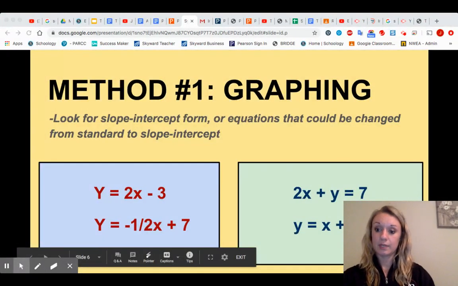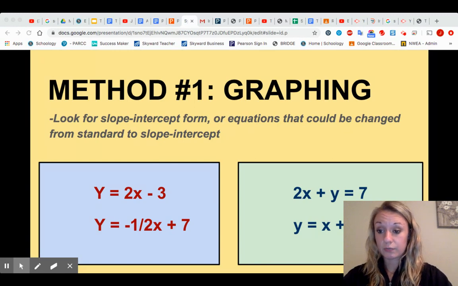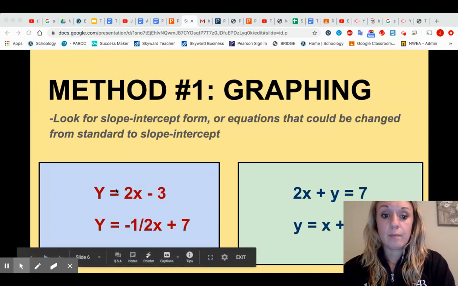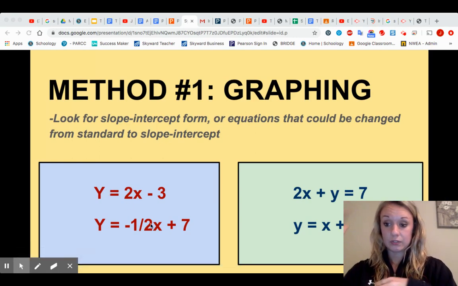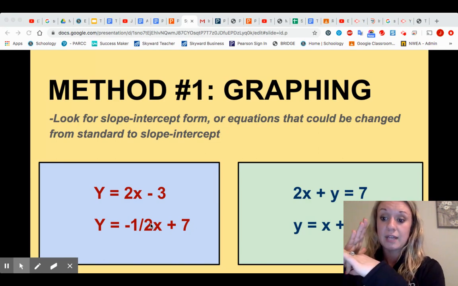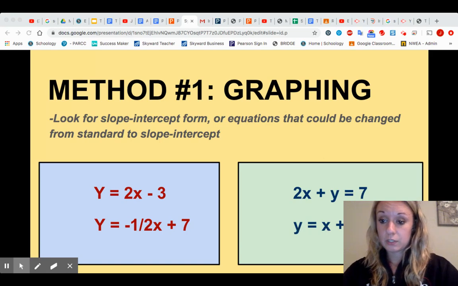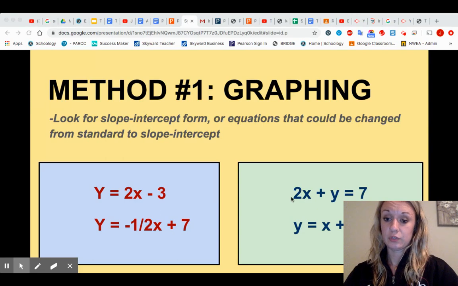All right, method number one is graphing. You want to use this method when you've got equations that are in slope-intercept form, which is y equals mx plus b, or if you have equations that you could easily manipulate into slope-intercept form. In your blue example here, both of these are already in slope-intercept form. So you could quickly start at your y-intercept, graph your slope, and wherever the two lines cross, that's your solution. With your green box here, your bottom equation is in slope-intercept form. Your top one is in standard form. All you'd have to do is move over your 2x by subtracting, and then you're good to go.